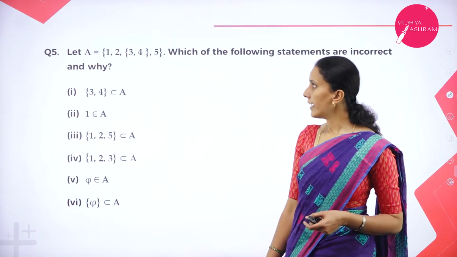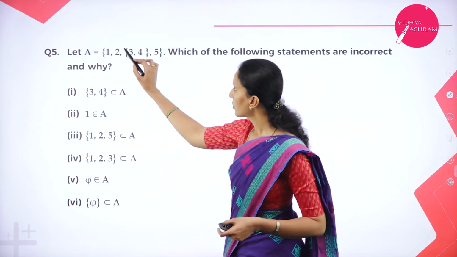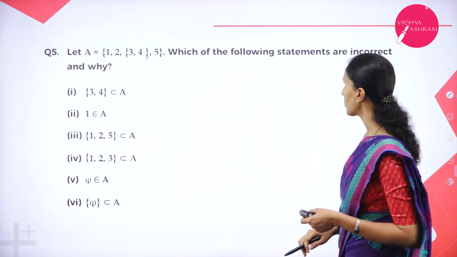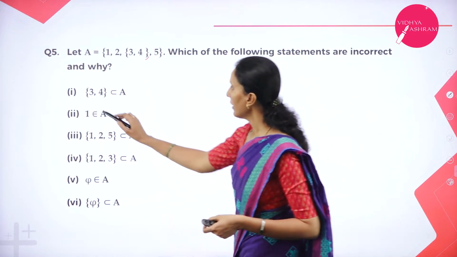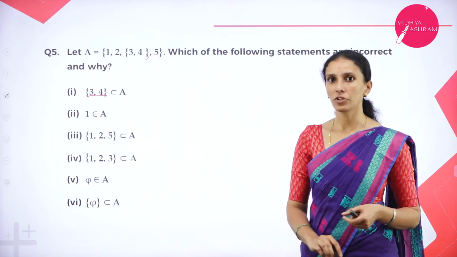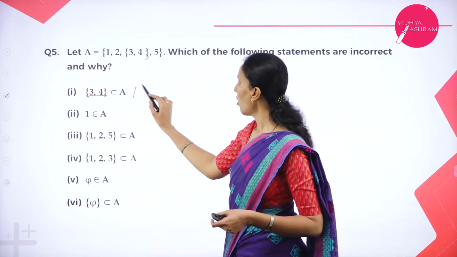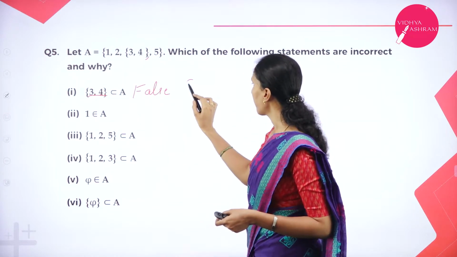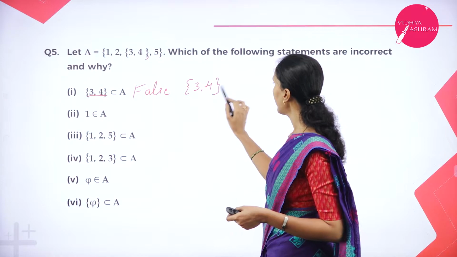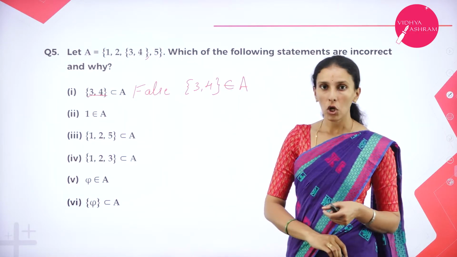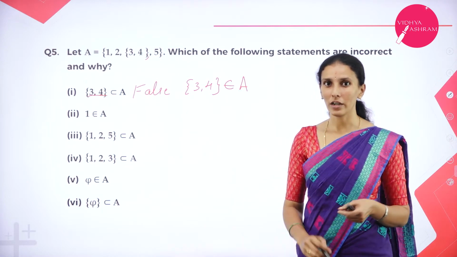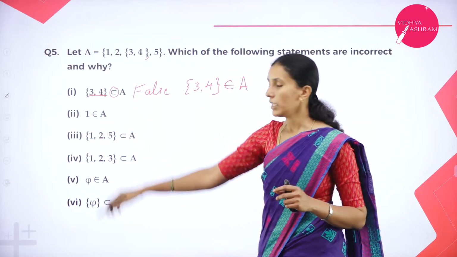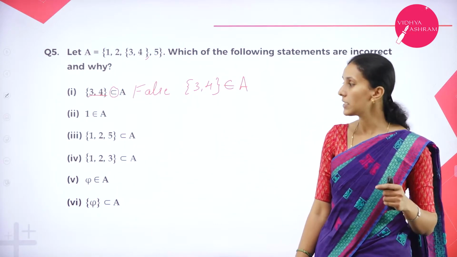Next, let A be equal to {1, 2, {3, 4}}, and this is one set again inside the set, a set inside the set. Which of the following statements are incorrect and why? So given {3, 4} is a subset of A. So this is false. Why? Because {3, 4} is an element in A. If it is an element in A, we write it as belongs to. We will not use the symbol subset. An element cannot become a subset. It is just an element. So the symbol used here is wrong. Therefore, the given statement is false.